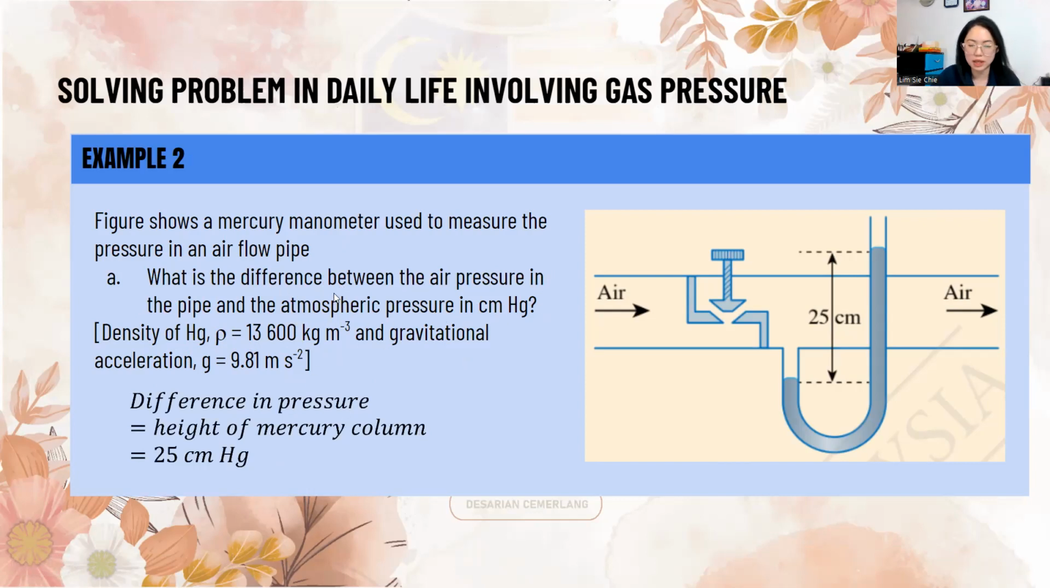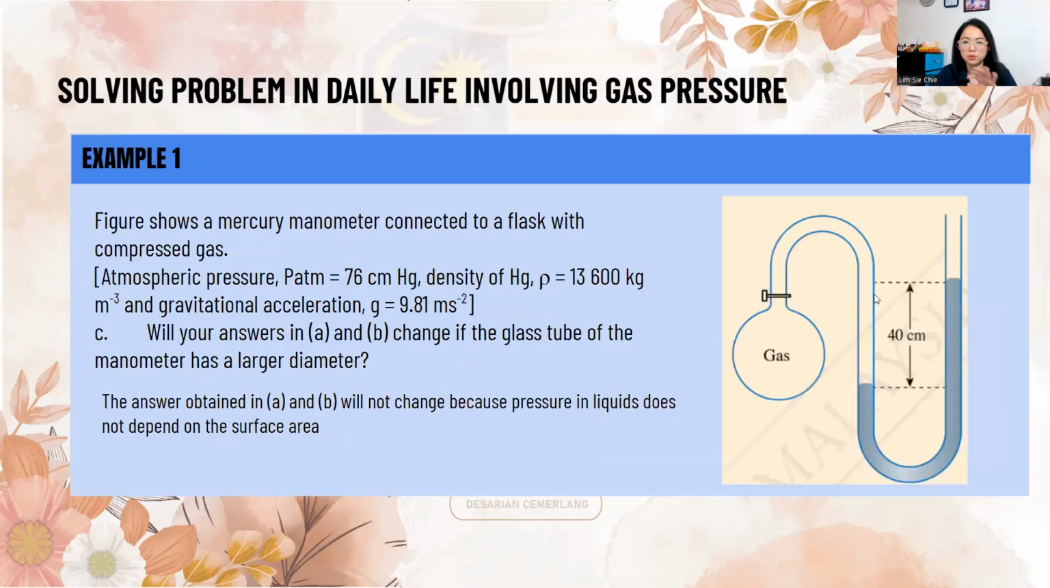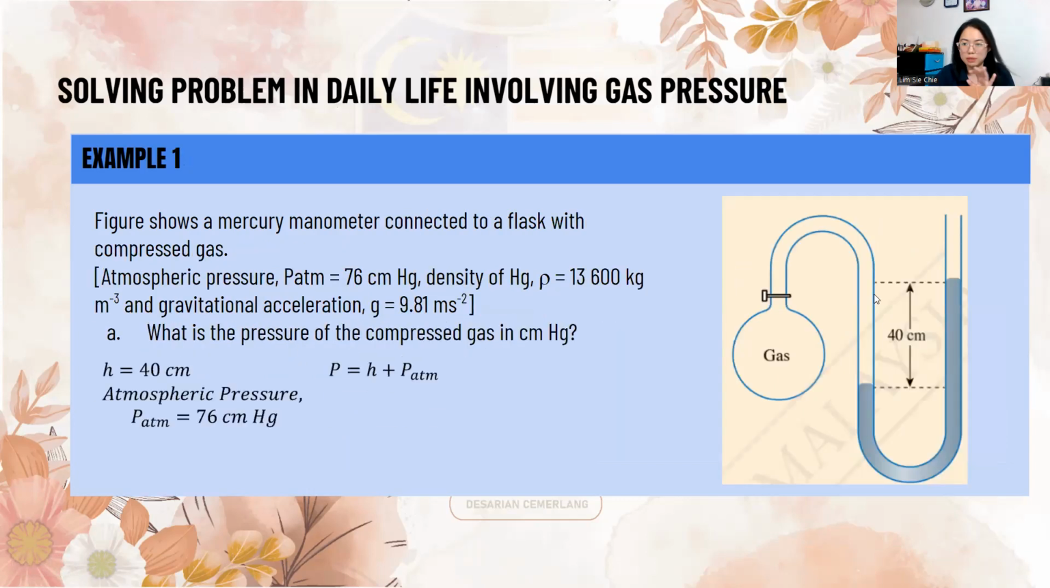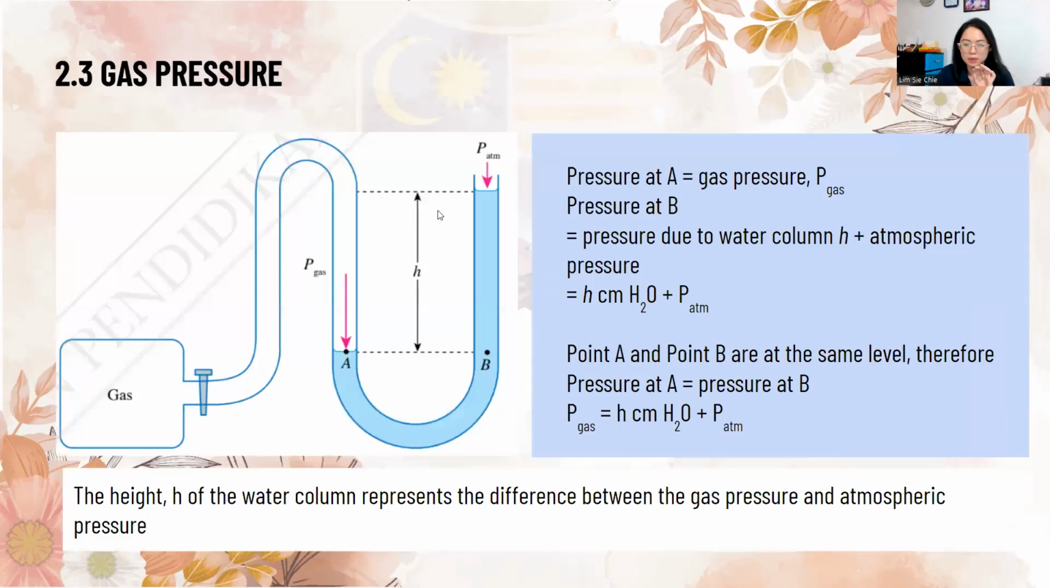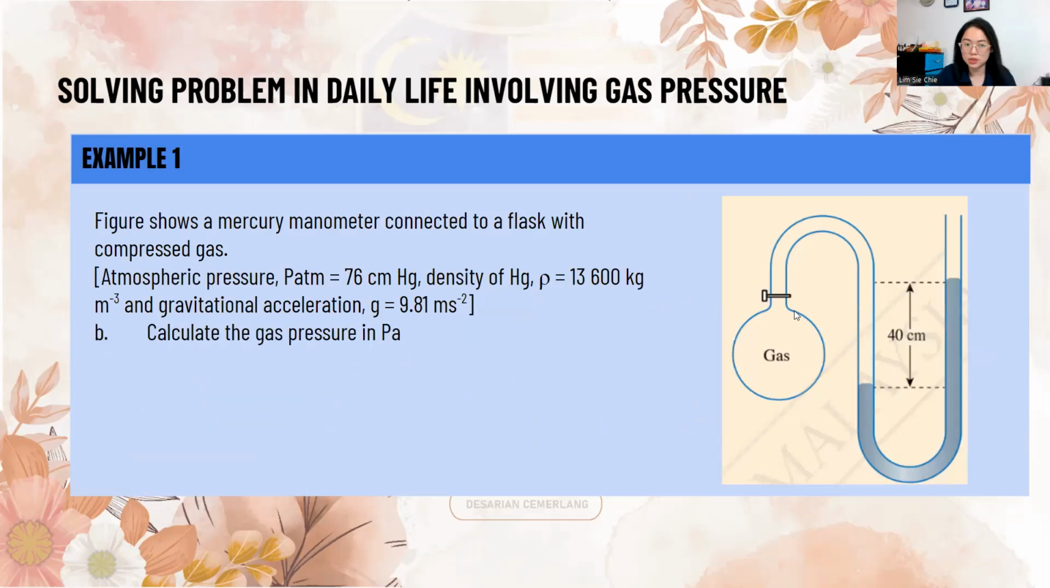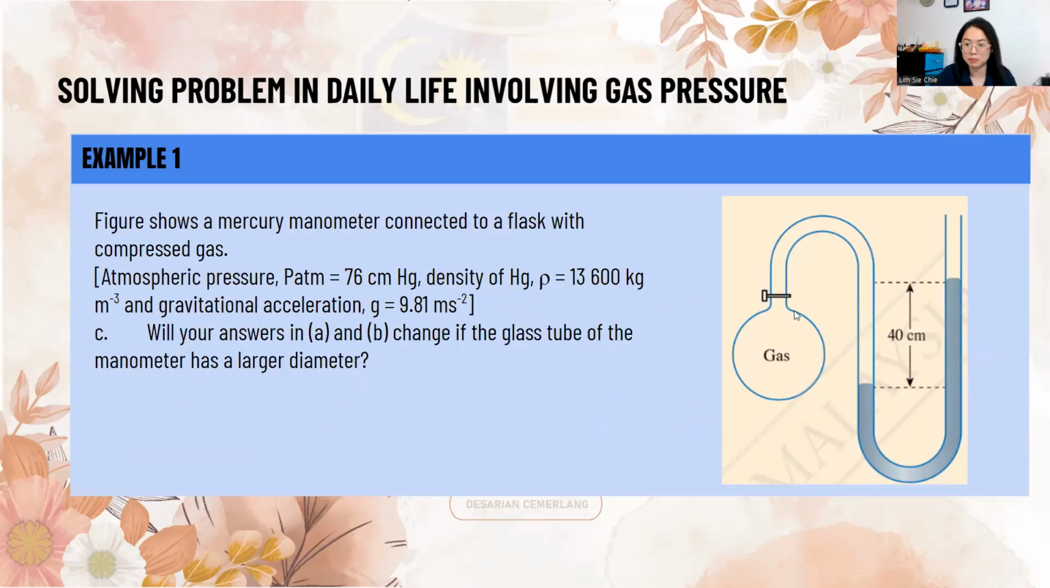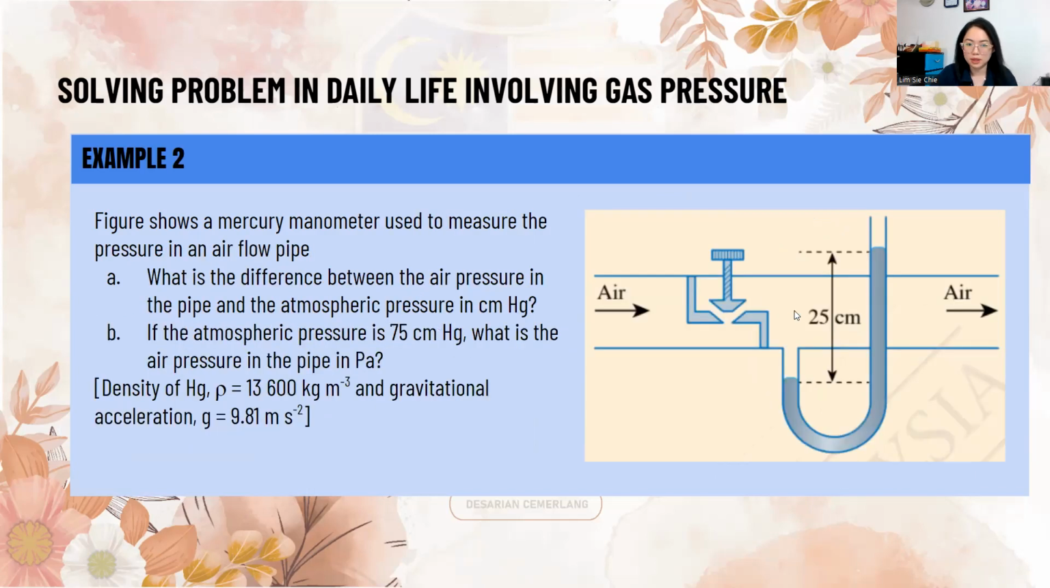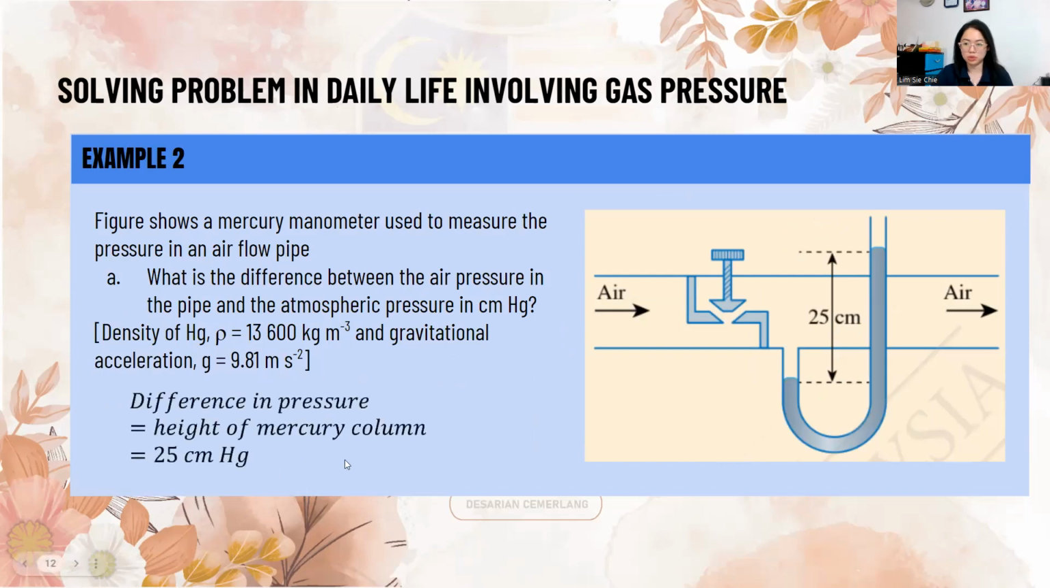Okay, I repeat the question now. What is the difference between the air pressure in the pipe and the atmospheric pressure? Because the difference here, you remember, right? Let me explain here. This is the difference between the atmospheric pressure and the gas pressure. So that's why the H column represents the difference. So that's why you have 25 centimeter mercury there. Okay, now, so this is what we have.